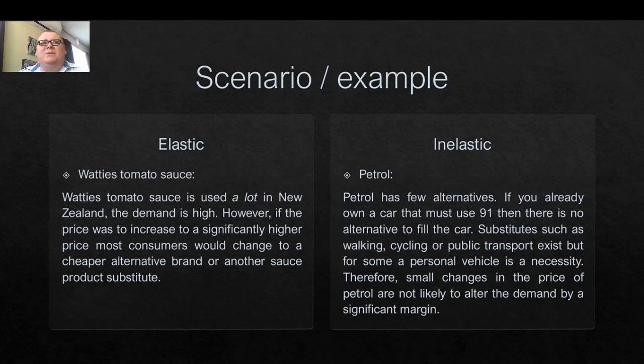But if the price doubled or tripled, for example, people would be more willing to switch to HP sauce from Britain, or some Heinz ketchup, or even budget brands and home brands, or entirely just switch over to barbecue sauce or mayonnaise or whatever. It depends on the usage. So that makes that particular commodity elastic.